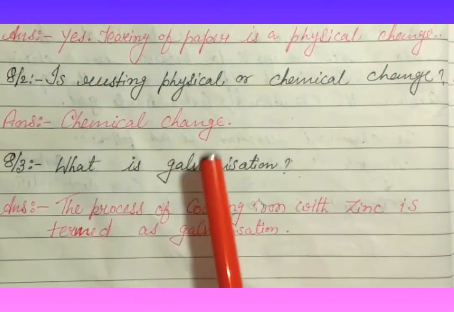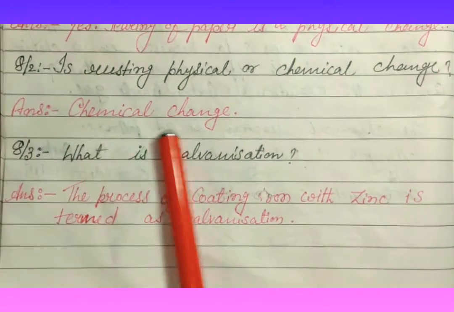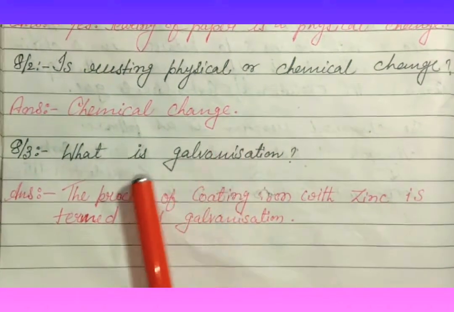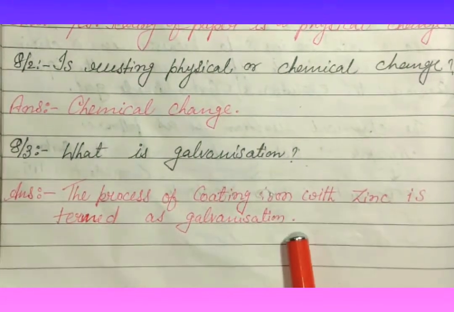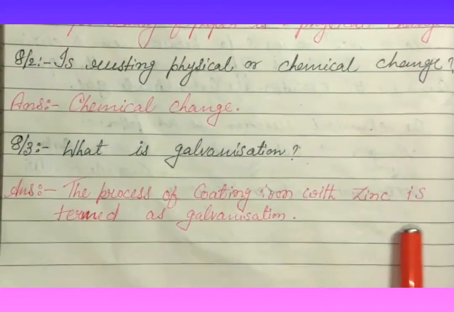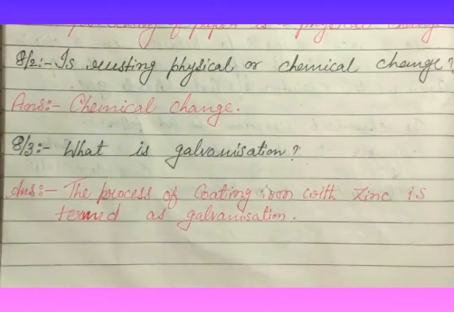Is rusting physical or chemical change? This will be chemical change. What is galvanization? The process of coating iron with zinc is termed as galvanization.